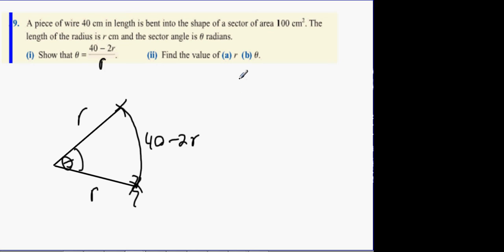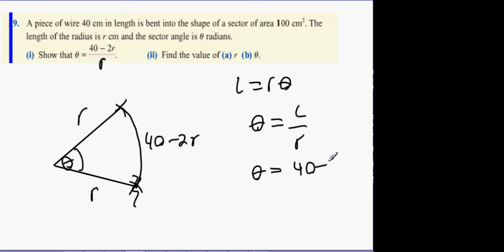Theta, L equals r theta. Theta on its own equals L over r. L is 40 minus 2r, and r is still r. Done. The area of the sector is 100. Figure out what is the value of r and the value of theta.